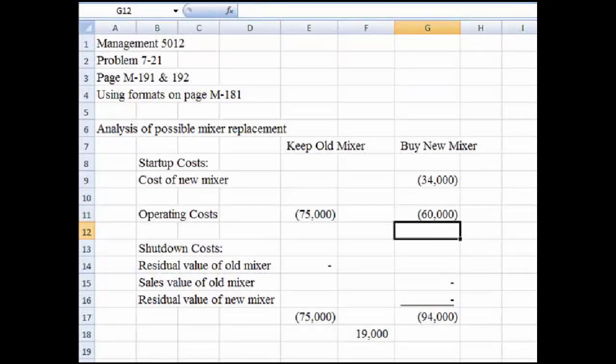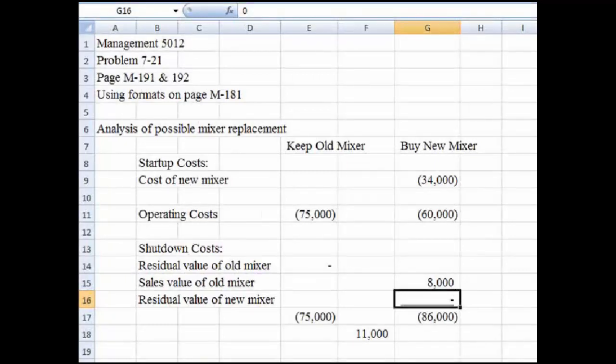In the book, back on page M-191, the old mixer has an estimated residual value of 0. That number goes on the residual value of old mixer line under Keep Old Mixer. Two lines down in the book, the estimated current fair value of the old mixer is listed at $8,000. If the new mixer was purchased, the old mixer would be sold for that, so the $8,000 goes in the Buy New Mixer column on the sales value of old mixer line. This is a cash inflow, so it is a positive number.